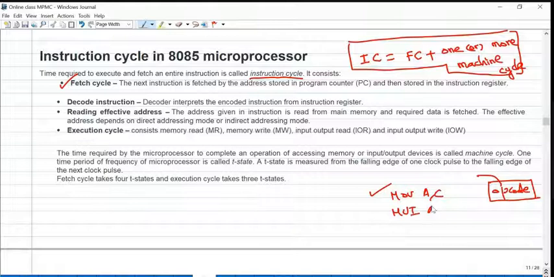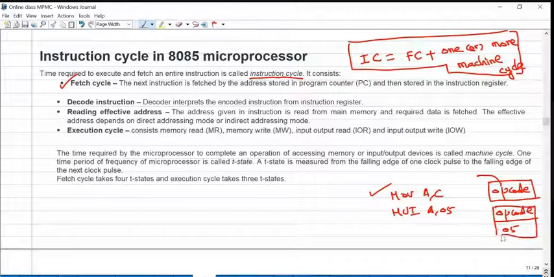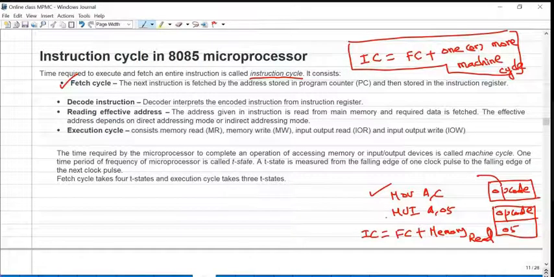Move immediate A comma 05: the opcode comes from the opcode sheet, and then the 05 must be stored in the next immediate address location. So here the instruction cycle equals opcode fetch cycle plus the 05. This is the data, so the processor needs to read the data from memory. So that will be a memory read. Instruction cycle equals fetch cycle plus memory read cycle for this instruction.